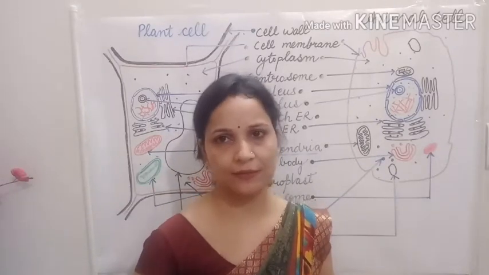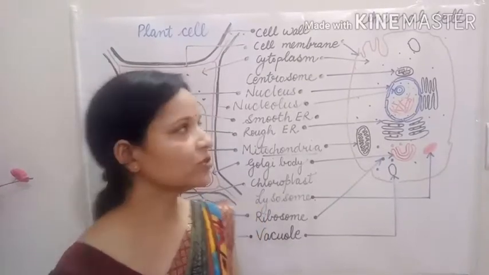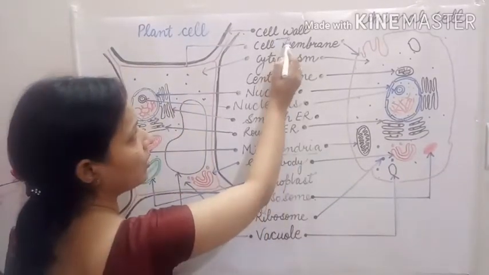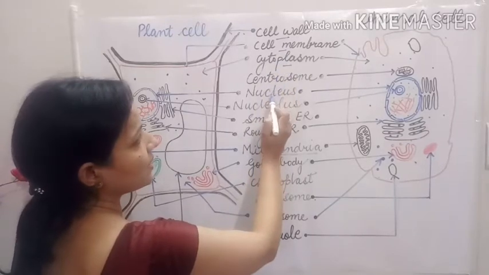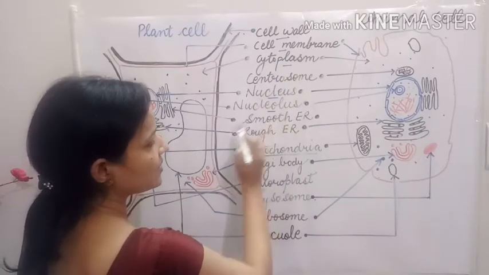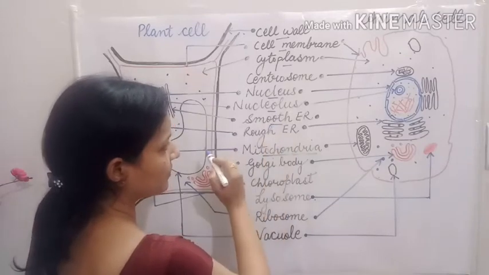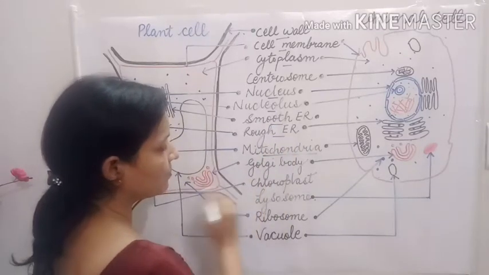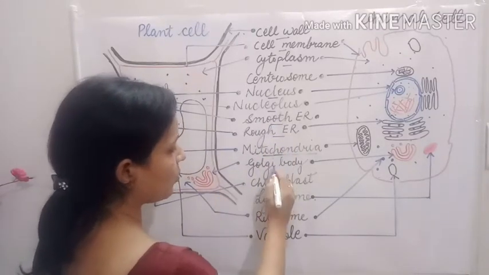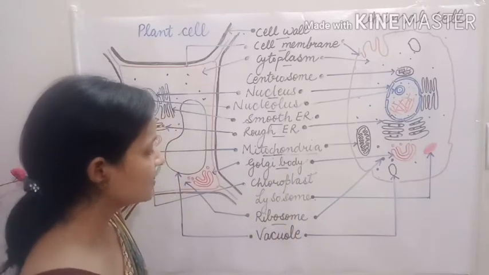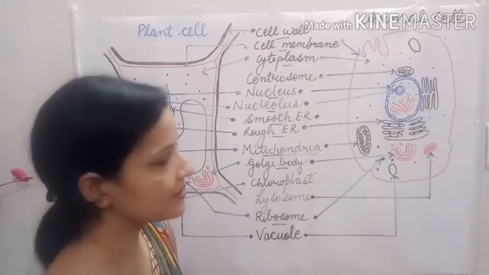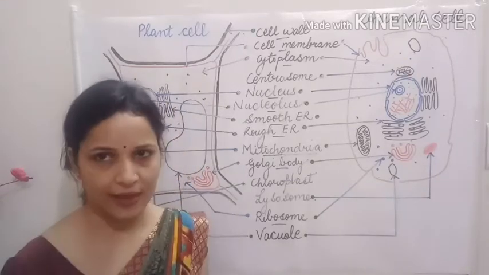Children, we have done cell wall, cell membrane, cytoplasm, nucleus, nucleolus, smooth endoplasmic reticulum, rough endoplasmic reticulum, mitochondria, Golgi bodies, ribosome. Some cell organelles are still pending, so we will discuss them.